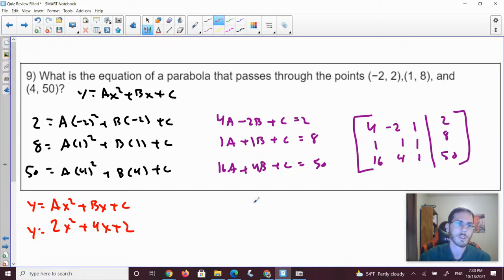Personally, I think the regression is a little bit easier because then I don't need to write any of the equations. But I know we had a lot of success with the matrices last unit. So if you really like the matrix, you can use the matrix as well.